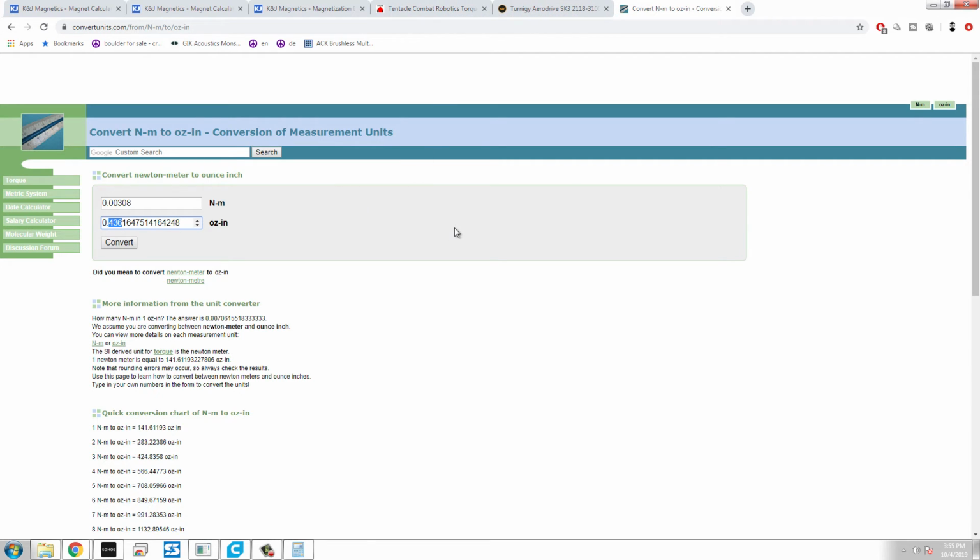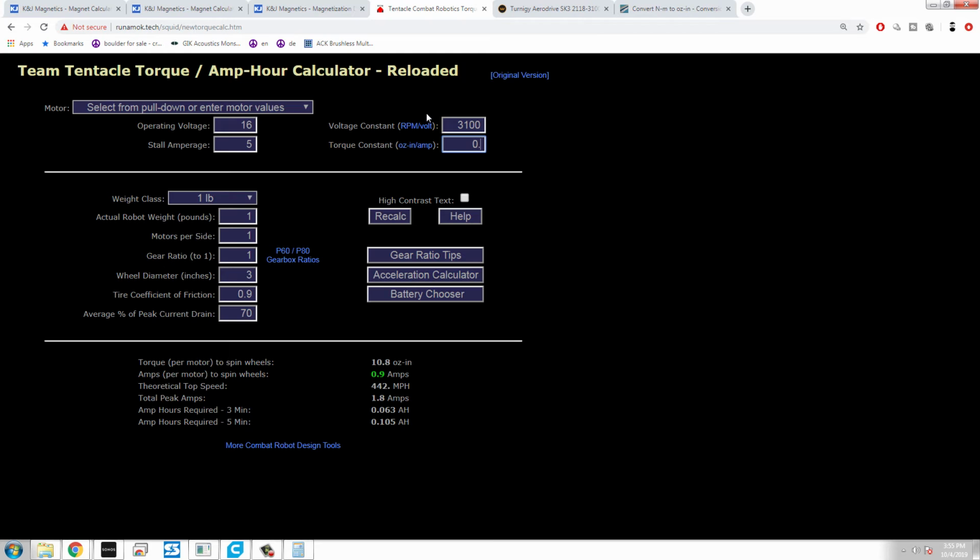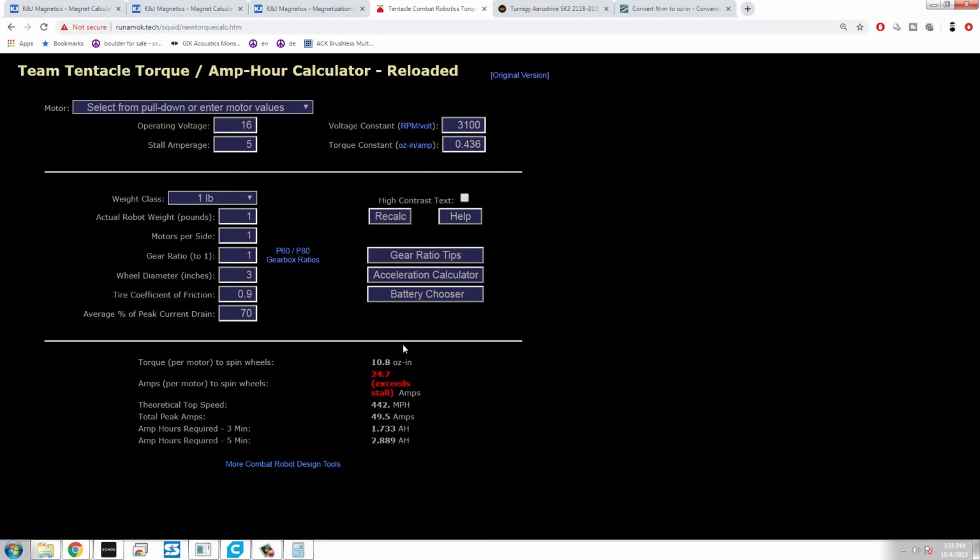0.00308 Newton meters into ounce inches, 0.436. And all of these things are gonna be links in the description below. Don't worry about it. So 0.436 ounce inches per amp. Now we're good to go. Don't worry about this just yet.